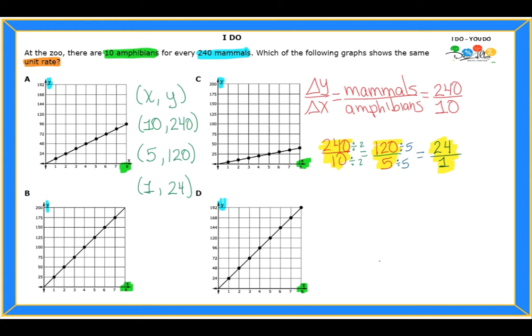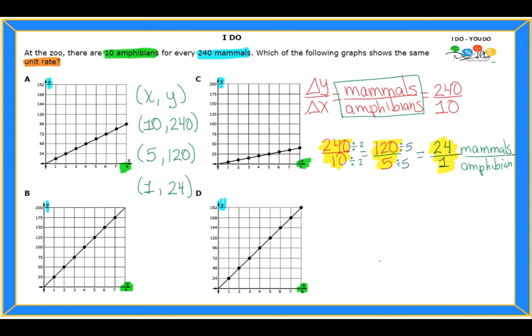The 120 means that if I was to count 120 mammals, I will find 5 amphibians. That's why this comparison is so important. What about the next one? 24 and 1. Well, that means 24 what? Mammals, right? For every one amphibian. Very good. So comparisons are very, very important. Make sure that you write them down all the time.